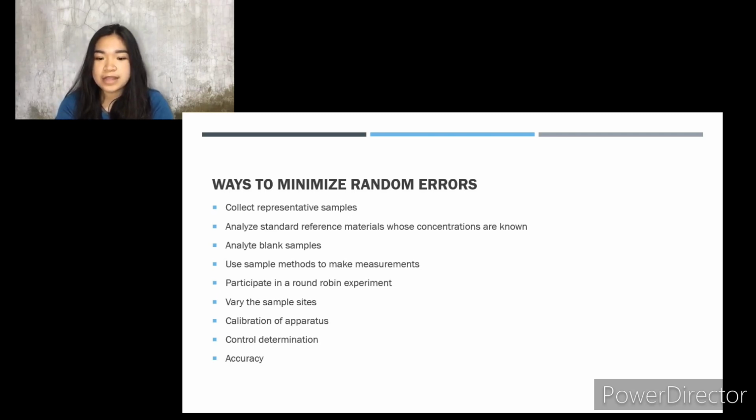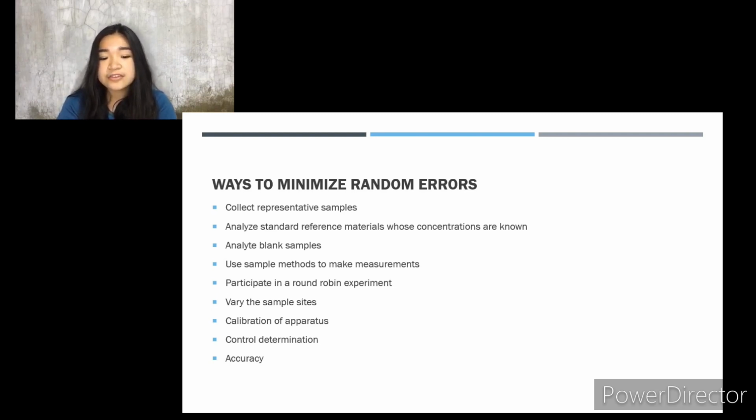Calibration of apparatus. By calibrating all the measurements, errors can be minimized and appropriate corrections applied to the original measurements. Control determination. A standard substance is used in the experiment under identical experimental conditions to minimize the errors.